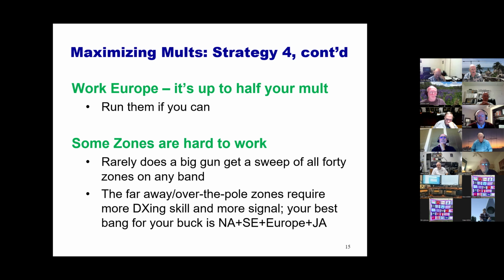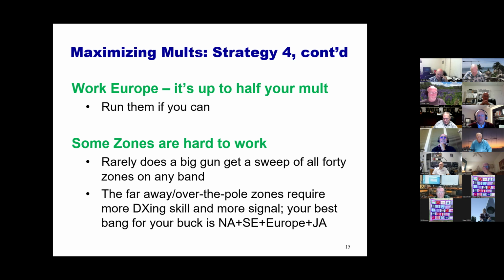Strategy 4, again, work Europe. It's up to half of your multiplier. And run them if you can, because there are a lot of PA, Papa Alpha stations from the Netherlands, but you might not find one right away. They may call you, but they may miss you. So, rate tends to bring in multipliers, but rate is only as good as your signal and your skill level.